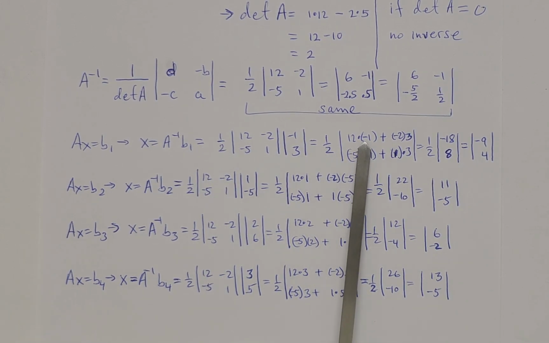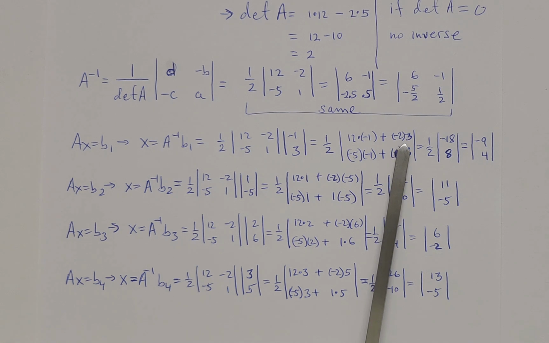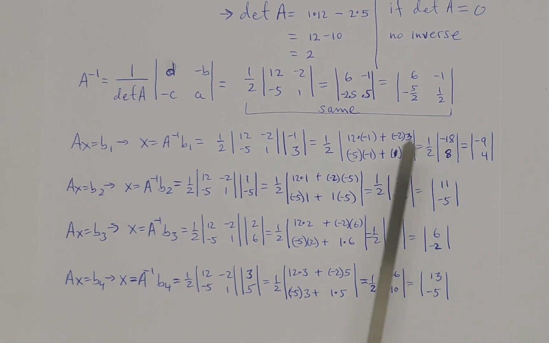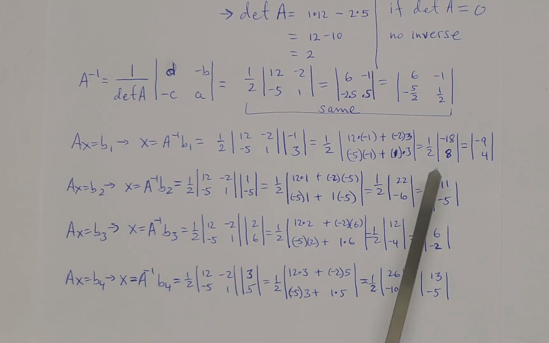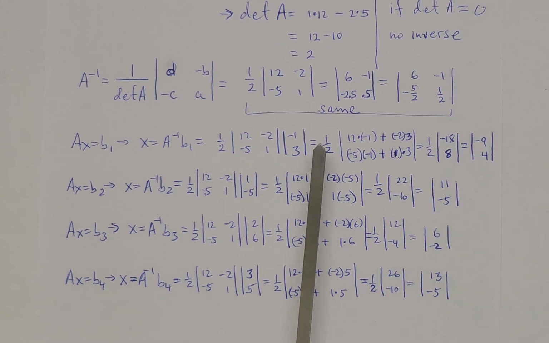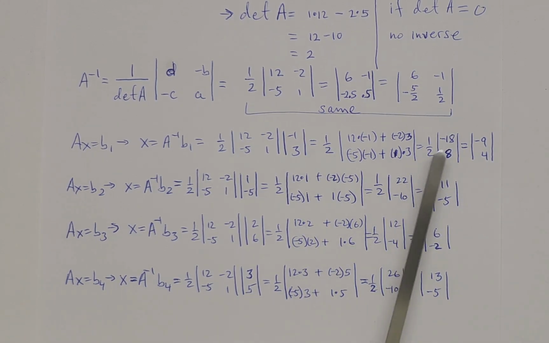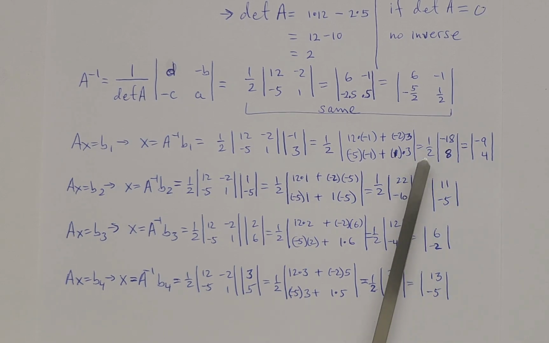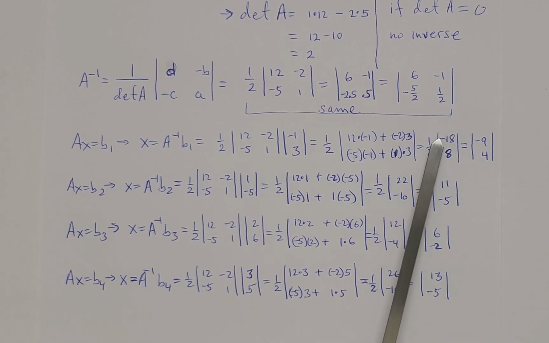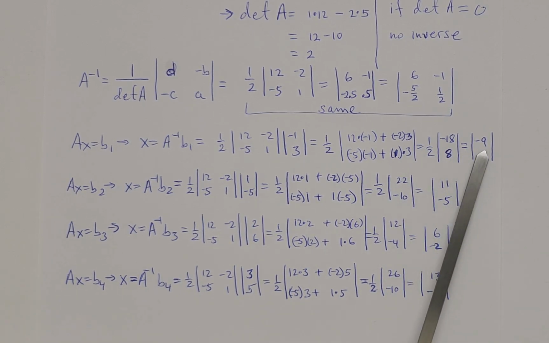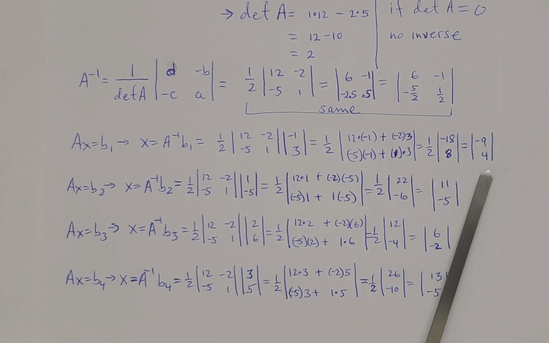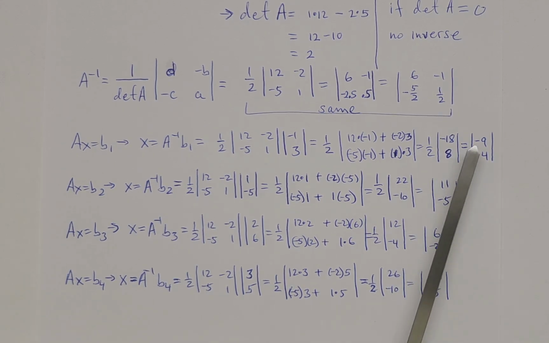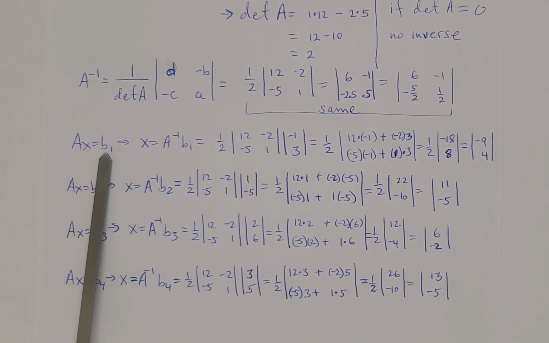So this gives me -12, this gives me -6, so a total of -18. This gives me +5, this gives me +3, which gives me 8. Again, don't forget the 1 over 2. Now just multiply. 1 over 2 times -18 gives me -9. 1 over 2 times 8 gives me 4. So the solution for this first part is -9, 4.